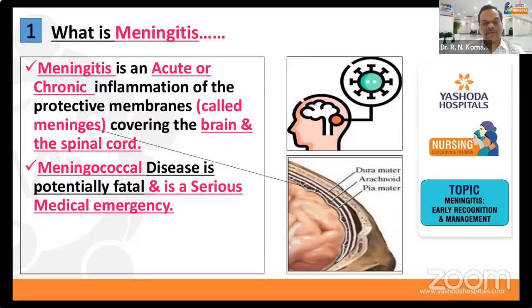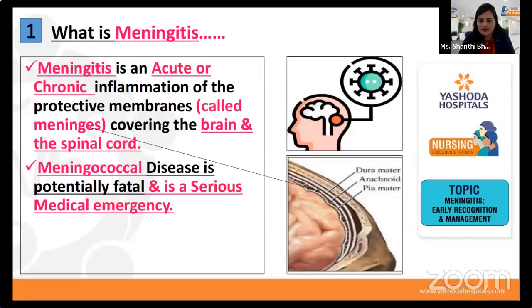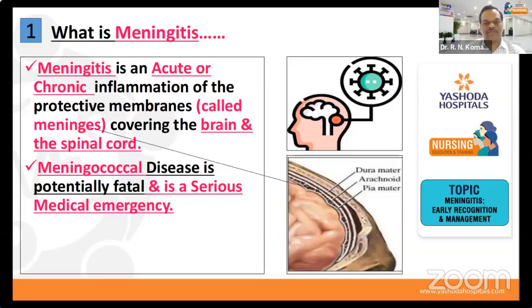It is one of the very fatal illnesses if not diagnosed early and treated early. Even if patients survive, some of them are left with severe sequelae. That is the reason recognition of meningitis in early stages and institution of the treatment is very, very important in the first few hours. That is what we call the golden period. When you are suspecting meningitis, we should be very, very fast.